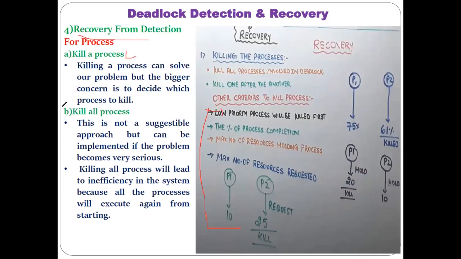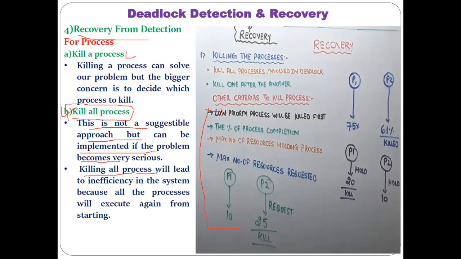Apart from that, the second solution is killing all the processes which are involved in the deadlock. This is not a suggestible or practical approach, but it can be implemented if the deadlock is very serious in your computer system.